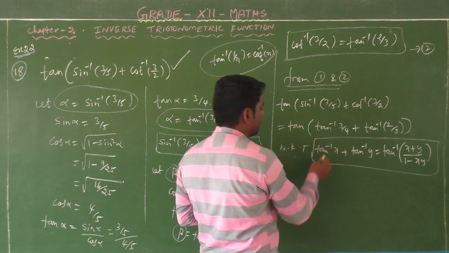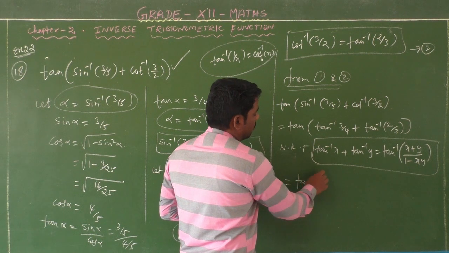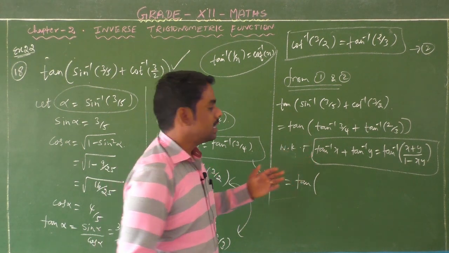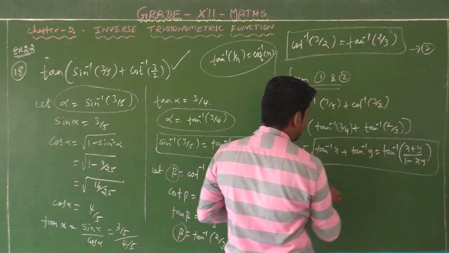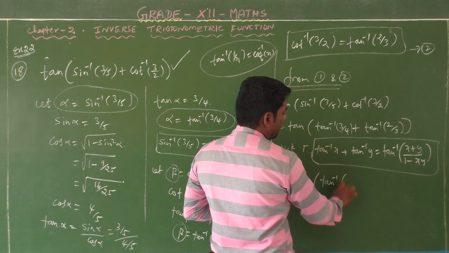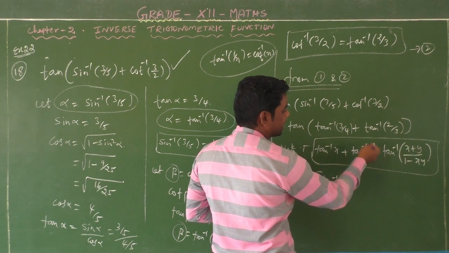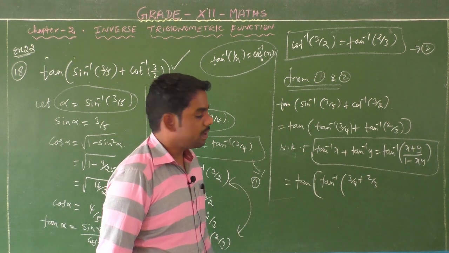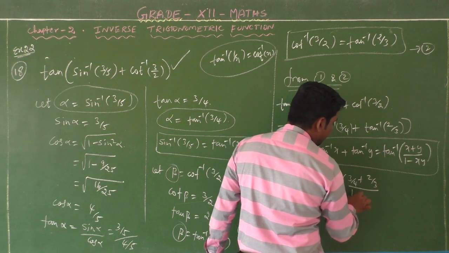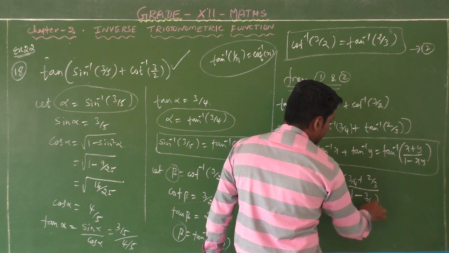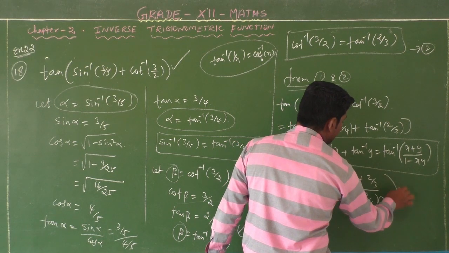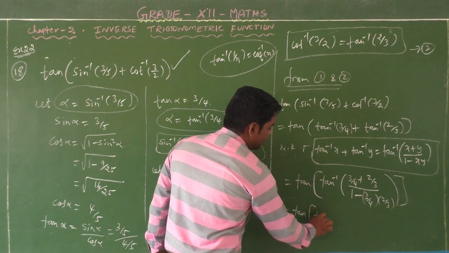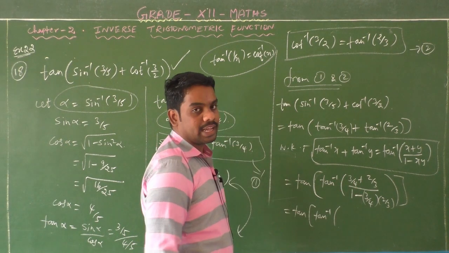So apply this formula. We have tan of (tan inverse 3 by 4 plus tan inverse 2 by 3). This is x, this is y. So tan inverse of (x plus y) divided by (1 minus xy), that is, 3 by 4 plus 2 by 3 divided by 1 minus 3 by 4 into 2 by 3. Now simplify this value.